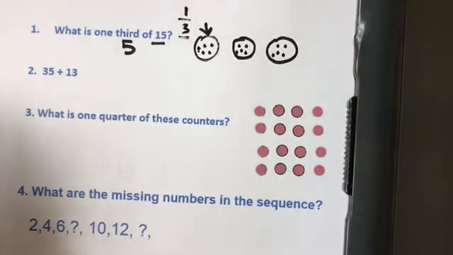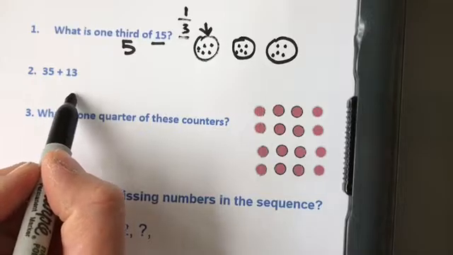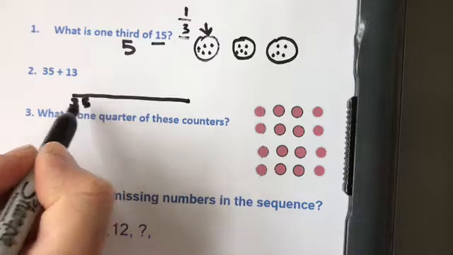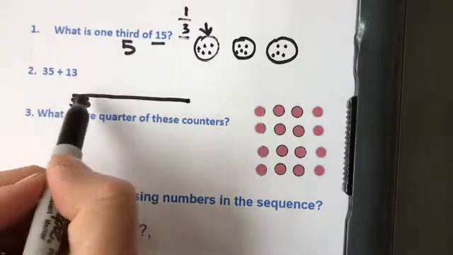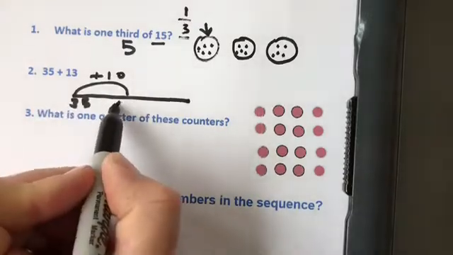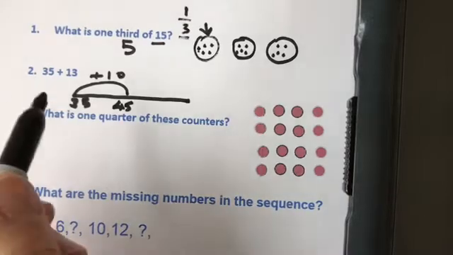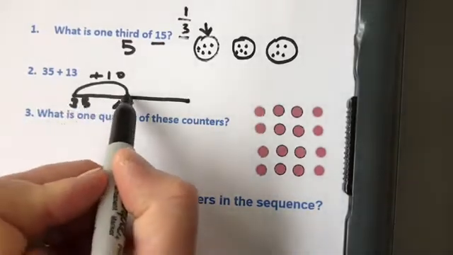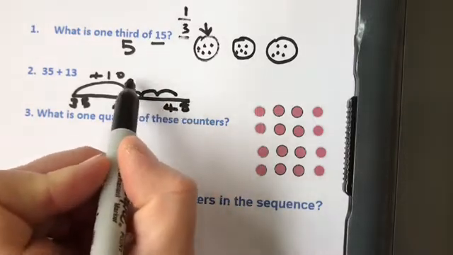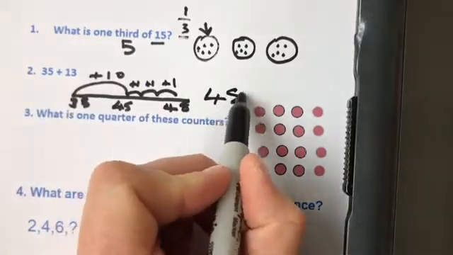The next one says 35 add 13. So I'm going to need a number line. Haven't got my ruler with me, I wish I had. Here's my line. 35 at the start. I'm going to add 10. 35 add 10 is 45. And then I've got to do little jumps of 3. So I'm going to count on from 45, 46, 47, 48. I'm just going to show that I added my 1s there. So my answer is 48.